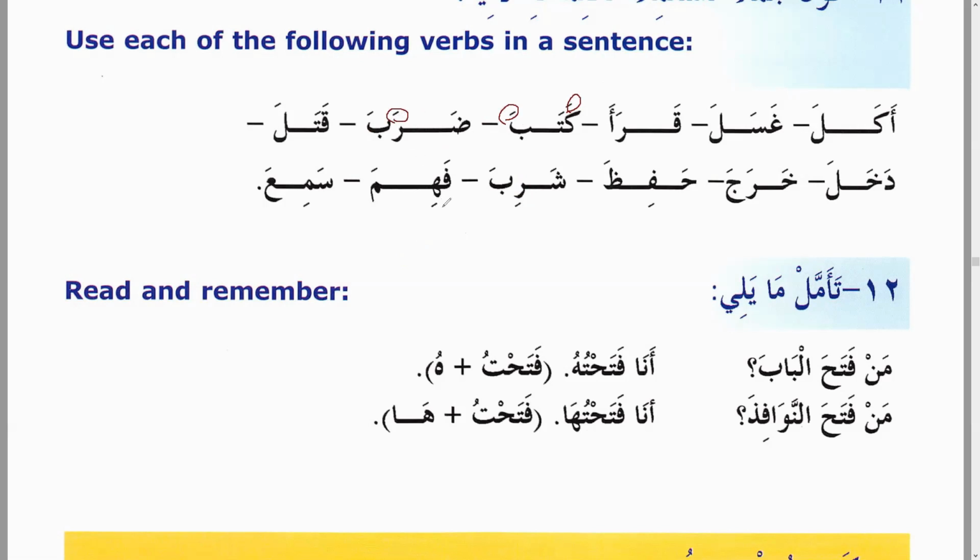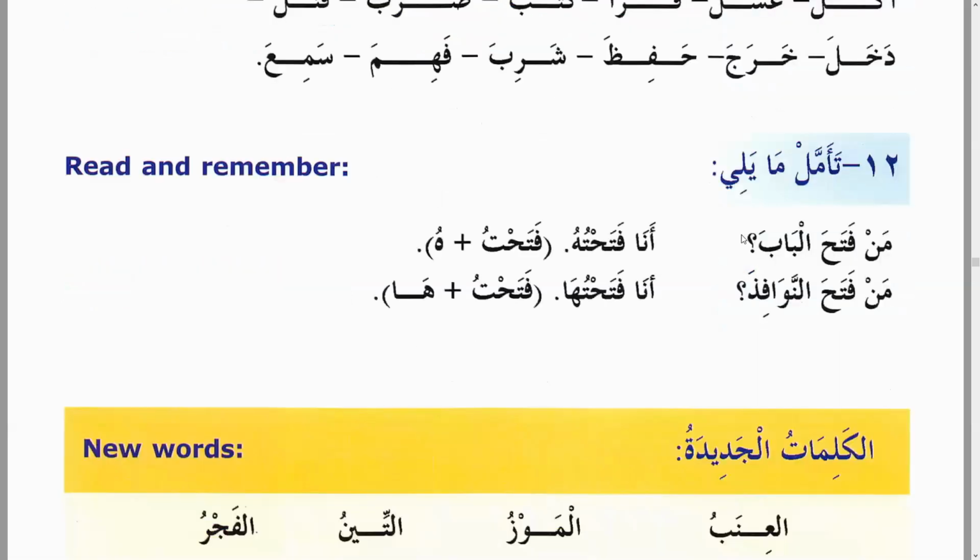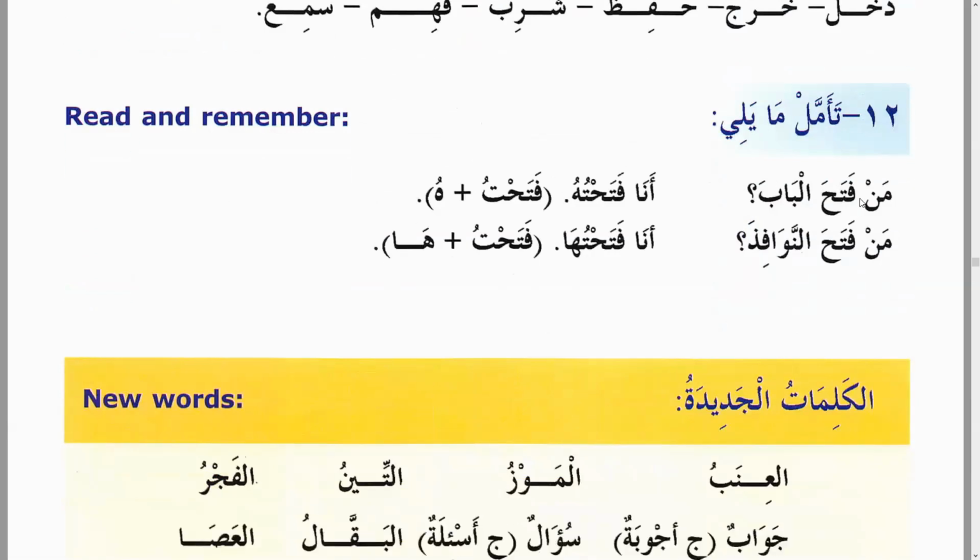Right? But sometimes it can have a kasra also, and very rarely a dhamma also, like karuma, yakrumu, inshallah. So these are all the past tense verbs. The next exercise is about using a pronoun as an object.